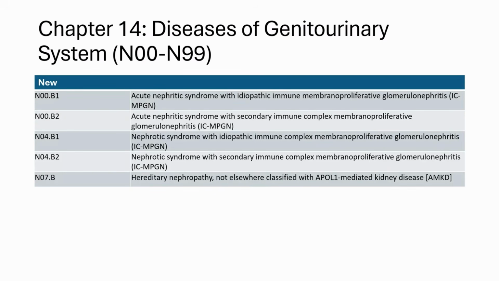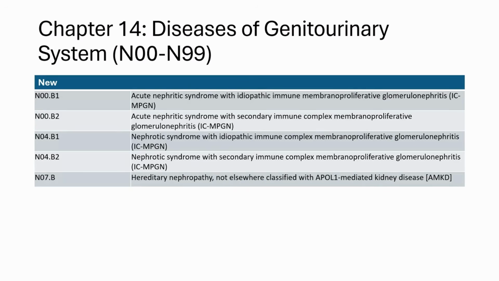IC-MPGN is a rare kidney disease where the immune system deposits complexes in the kidneys, causing inflammation and damage. The ICD-10-CM now separates these cases into acute nephritic syndrome and nephrotic syndrome. Each of these is further broken down into the different categories of idiopathic. Is it secondary or is it unspecified?